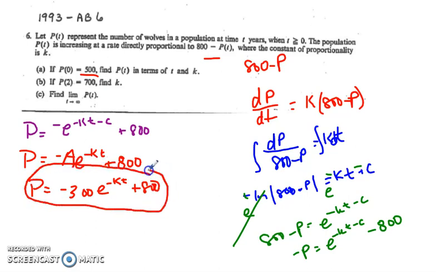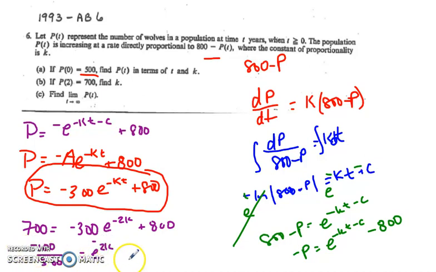Right there. Okay. So then it says if p of 2 equals 700, then find k. So what we're dealing with is plugging in 700 for p and plugging in 2 for t. So I'm going to then subtract 800 from both sides and divide by a negative 300 on both sides. So I end up with, if I come over here, and I'll change my color so we can track it, 1/3 equals e to the negative 2k.